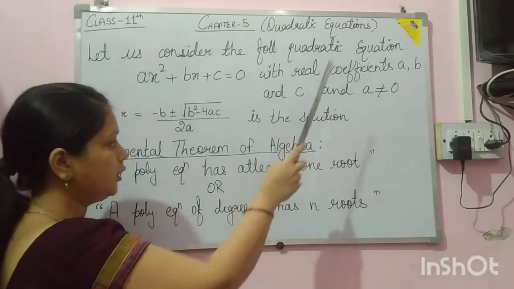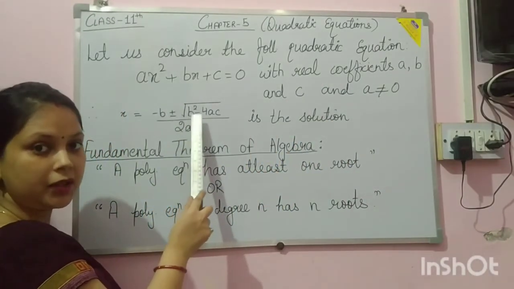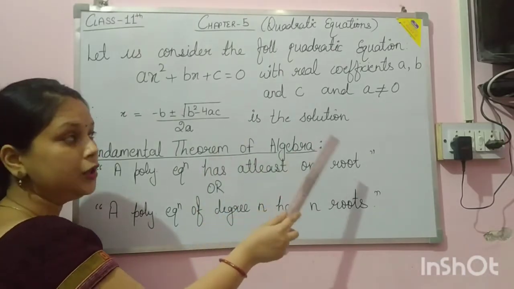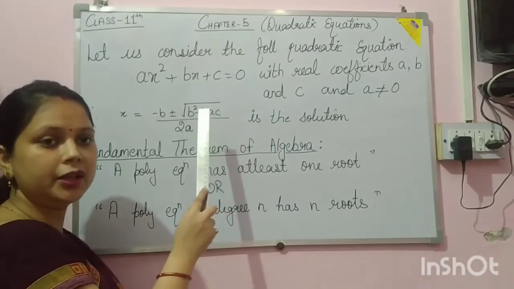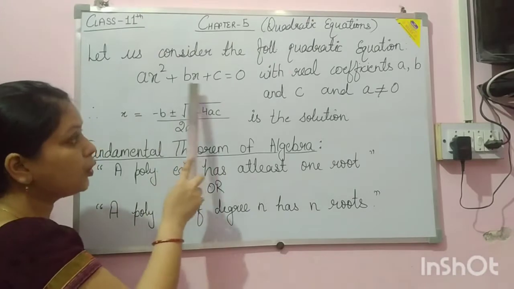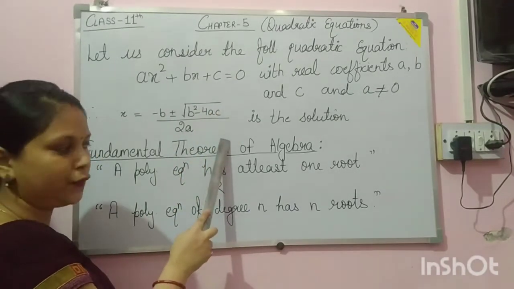equal to 0. Now x equals to minus b plus minus under root b square minus 4ac upon 2a is the solution of this quadratic equation. This you have studied in your class 10 chapter number 4 quadratic equation. If this is your quadratic equation, then the roots are given by this formula.